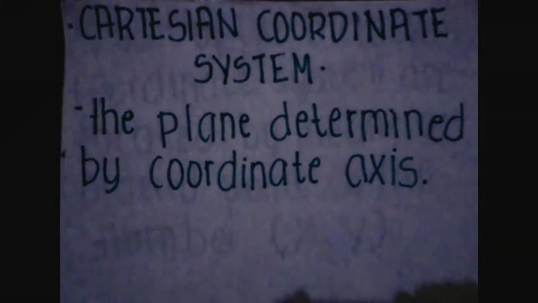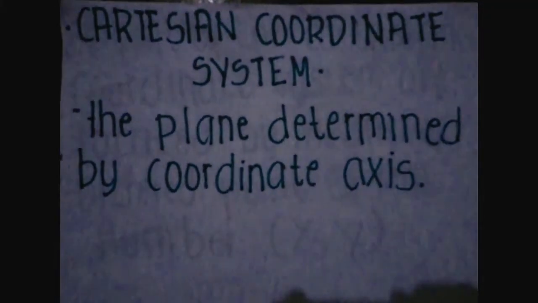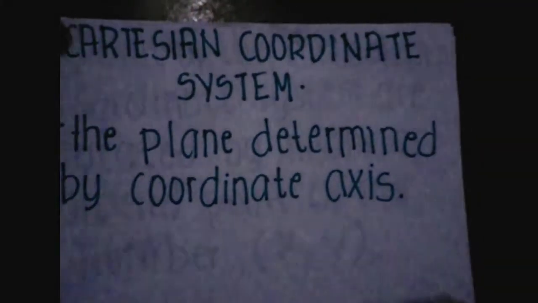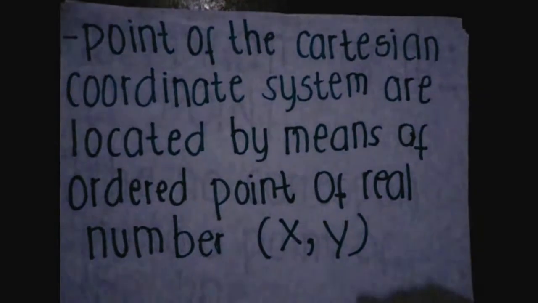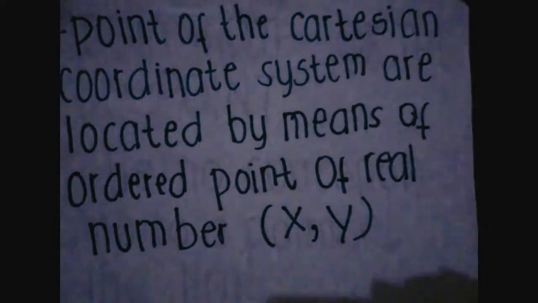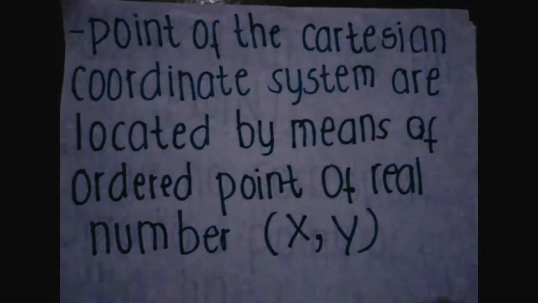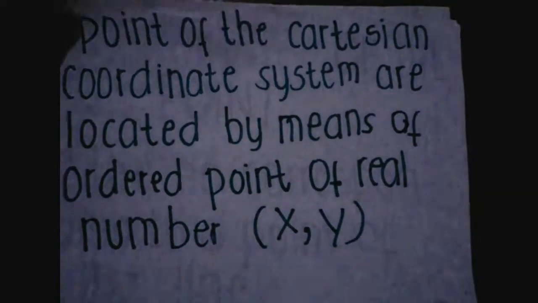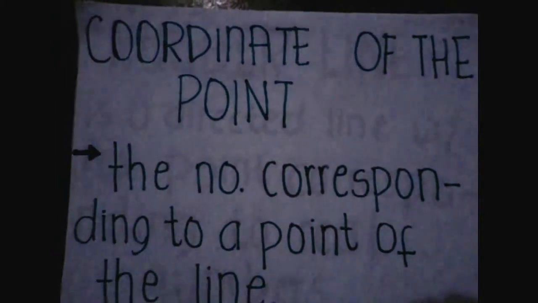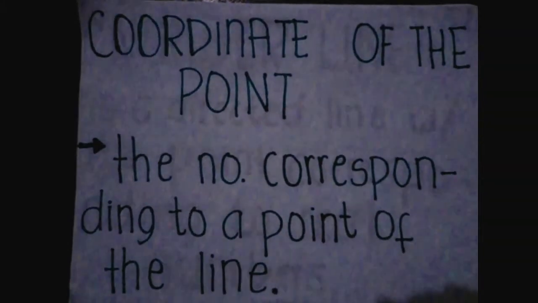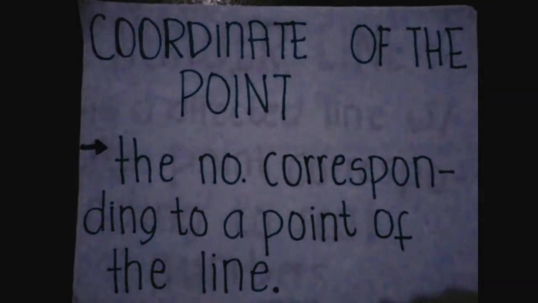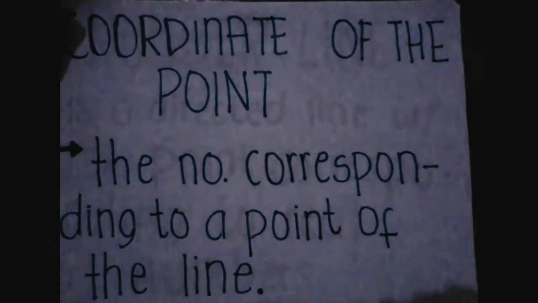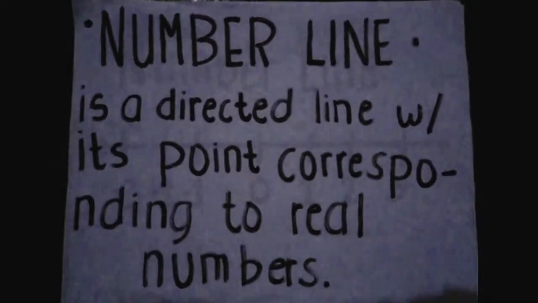The Cartesian coordinate system is the plane determined by coordinate axes, and the points of the Cartesian coordinate system are located by means of an ordered pair of real numbers x and y. The coordinate of a point is the number corresponding to a point of the line, so that we call it the coordinate of the point.